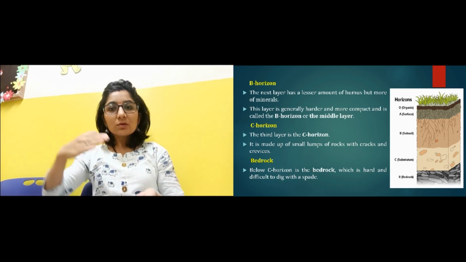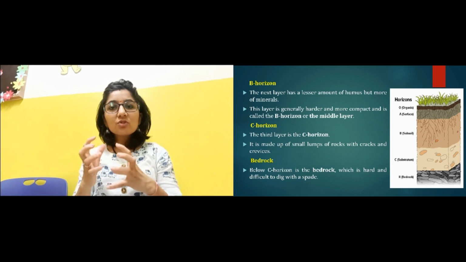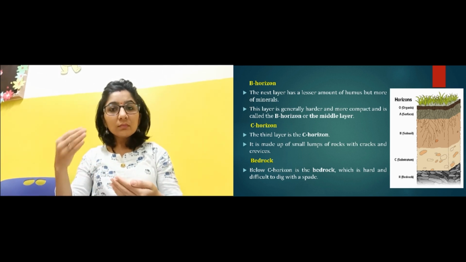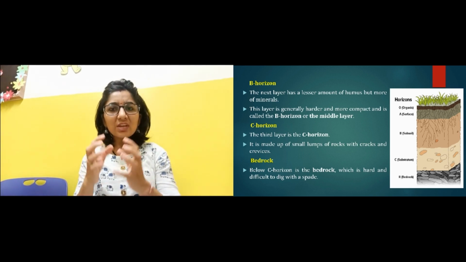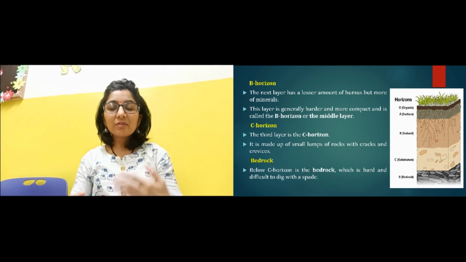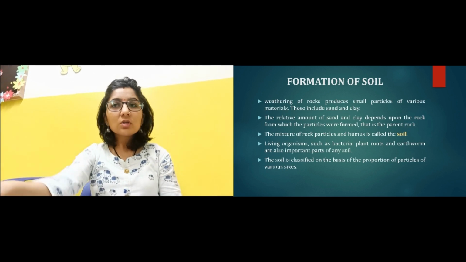Then next is the C horizon. उसी के नीचे जो third layer है वो किससे बनी है? It is made up of small lumps of the rocks and it has cracks, it has crevices and all. So that is the C horizon. And then below the C horizon is the bedrock, which is very difficult to dig with a spade because it is very hard. The bedrock layer is very hard. It is very, what we can say, difficult to dig. So these are the horizons of a soil.